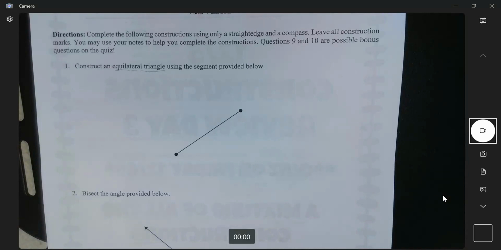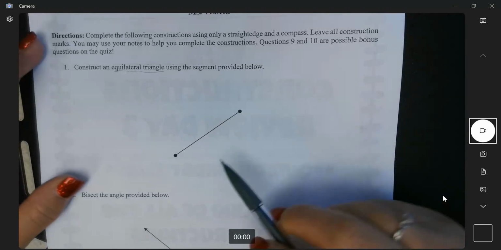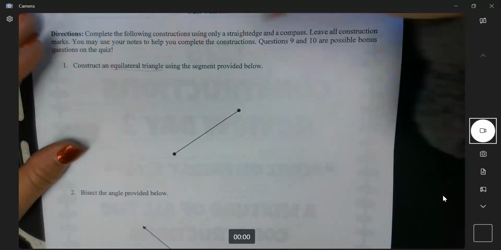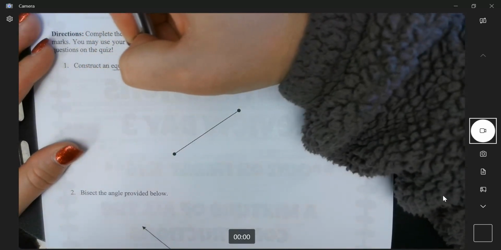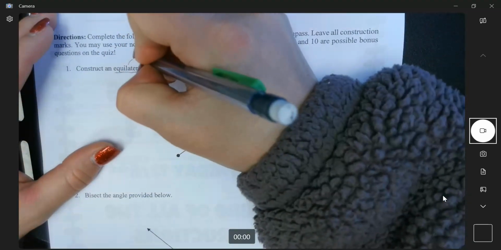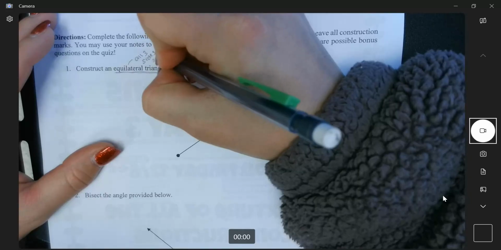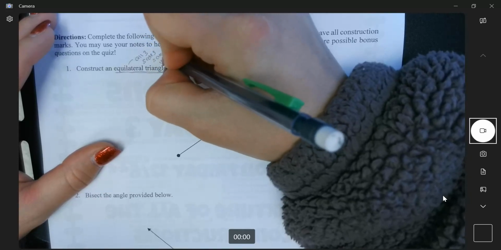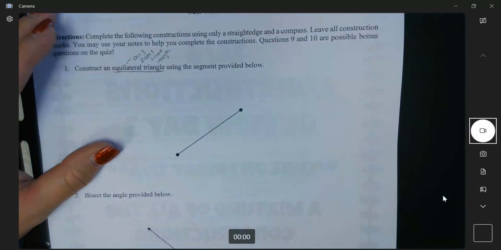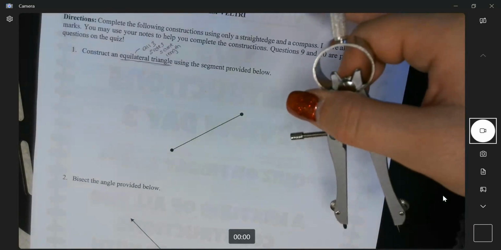So question 1 says to construct an equilateral triangle using the segment provided below. So we're not really labeling anything. We're just using this side here to make an equilateral triangle. Again, an equilateral triangle has all three sides the same length. So all three sides, same length. Okay, so I'm gonna pretty much just stretch my compass to be the width of this segment here.